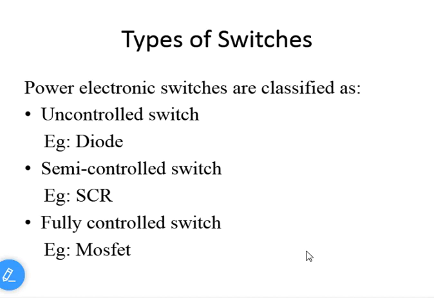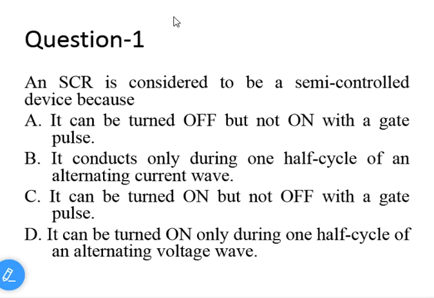The last category you can understand, a fully controlled switch. With the control signal, you can do both on and off. An example is the MOSFET. Now, based upon this, let us look at one question which appeared in 2009.